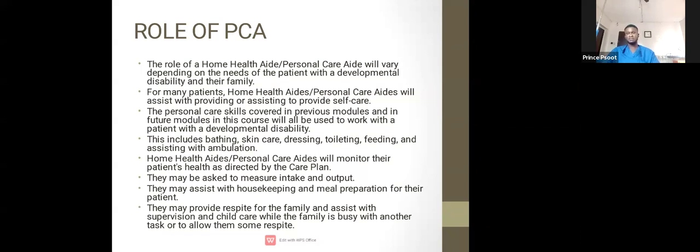They may also provide respite for the family and assist with supervision and child care while the family is busy with another task, or to allow them some respite. We help them to reduce the stress for the family by assisting the patient with supervision, the care, the child when the family is busy, or when the family is doing other tasks, or even allow them to rest.